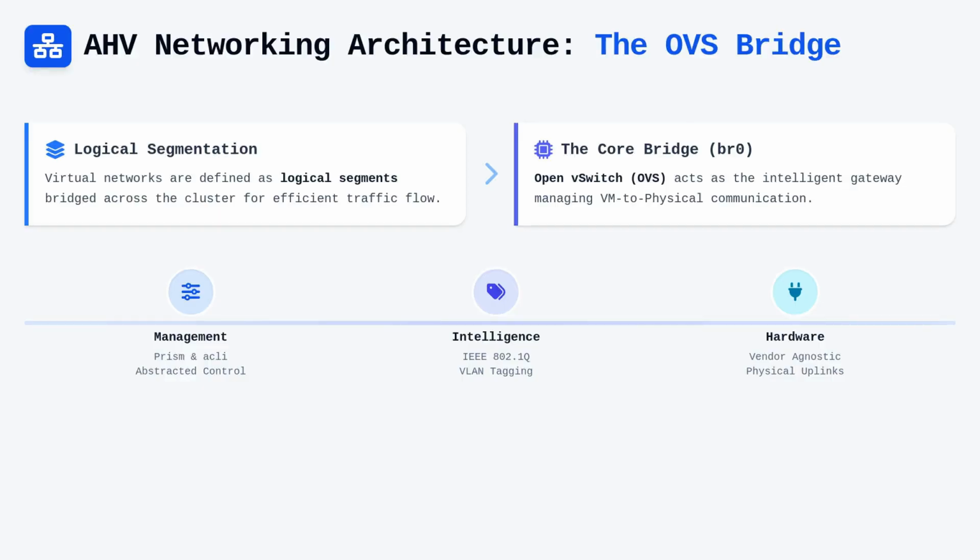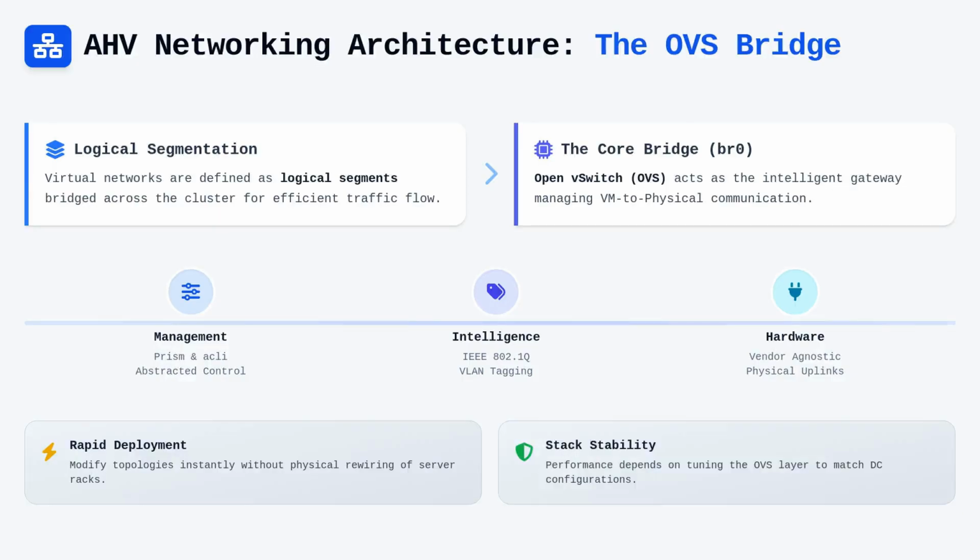By abstracting the hardware layer, AHV allows the hypervisor to treat physical network ports as a single pool of resources, facilitating a consistent networking experience regardless of the underlying vendor-specific network card hardware. This architectural decision places the control logic securely inside the hypervisor, allowing for rapid deployment and modification of network topologies without the need to physically rewire server racks. Consequently, the stability of your entire virtualization stack is heavily dependent on how effectively you tune and manage this OVS bridge layer to match your existing data center network configuration.